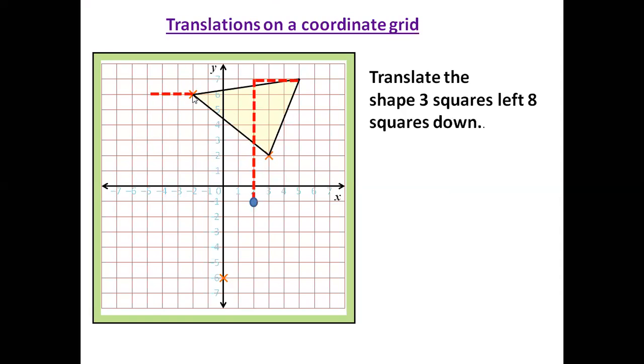Now another point. This point, 3 left. Then 8 down. Put a point. Now this one, 3 to the left and 8 down. This is it. You got the 3 points. You can match them.